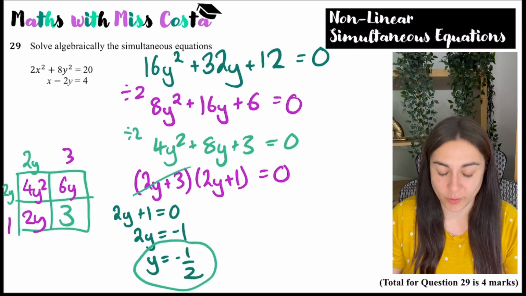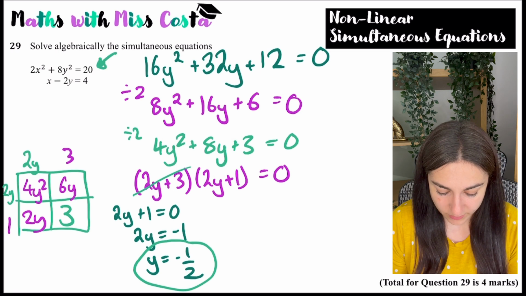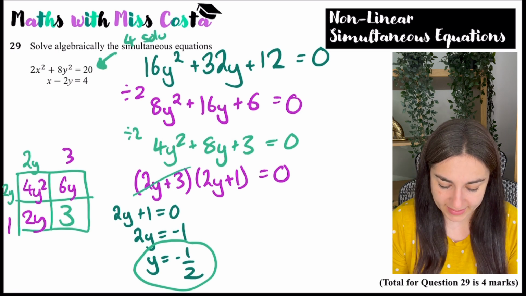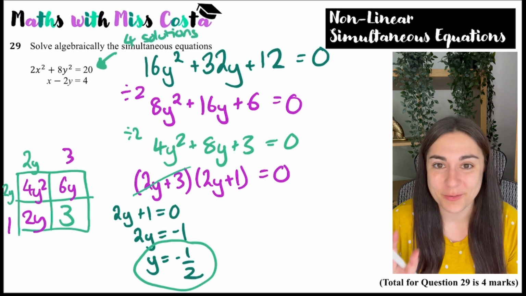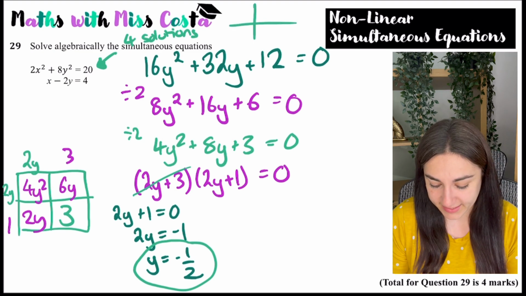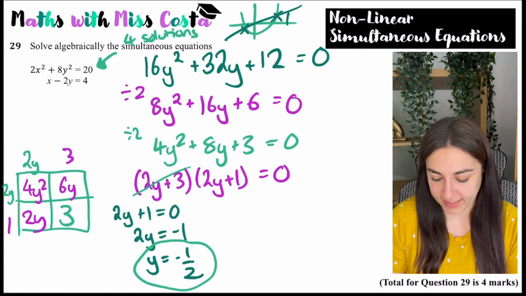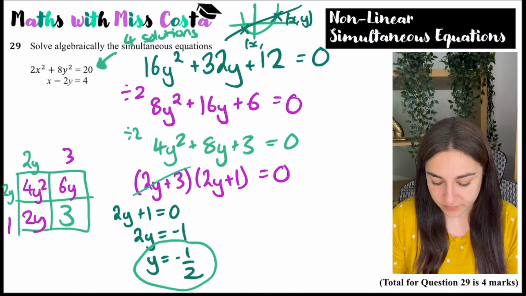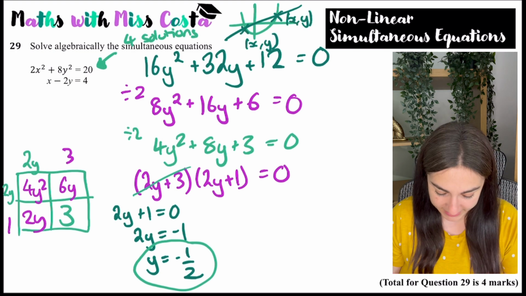Top tip: generally, you're always going to get four solutions, 2 x values and 2 y values, because when a quadratic and a linear meet, there are 2 sets of coordinates, x, y and x, y. So just bear that in mind.